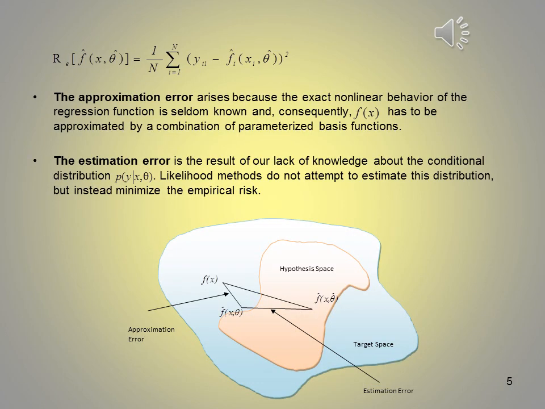The approximation error arises because the exact nonlinear behavior of the regression function is seldom known. Consequently, the true function has to be approximated by a combination of parameterized basis functions. The estimation error is the result of our lack of knowledge about the conditional distribution. Likelihood methods do not attempt to estimate this distribution, but instead minimize the empirical risk.